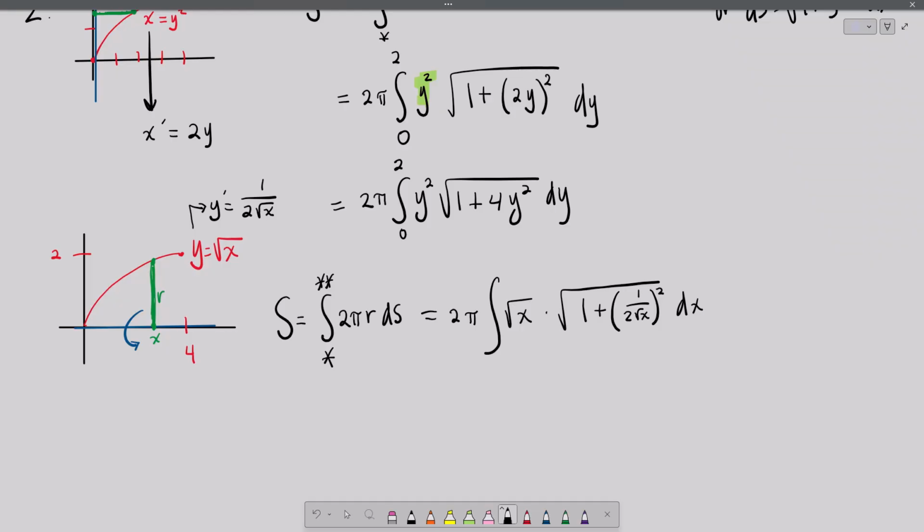Limits of integration. What do you think? 0 to 4. Yeah, 0 to 4. So we're integrating with respect to x, so our limits should be coming from the x-axis. And so when we look here, we have a circumference for all of the x's between 0 and 4. There's a circumference that creates a length, and we're adding all those together.